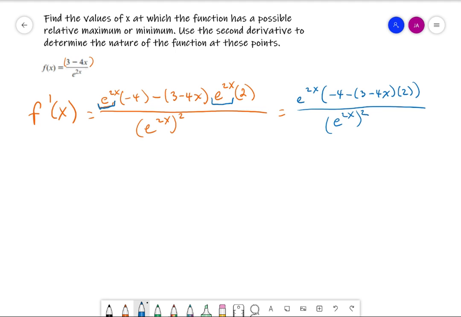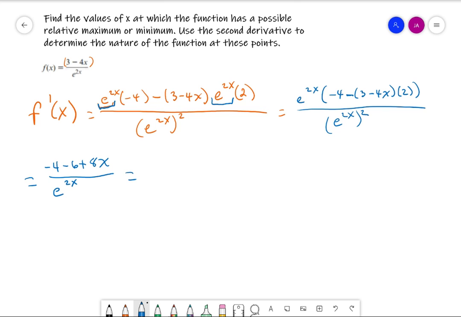Now the nice thing here is a few things happen. I can see that e to the 2x divided by e to the 2x squared, there's an e to the 2x and an e to the 2x that divide by each other and give us a 1. And so then I am going to be left with just e to the 2x in the denominator. Now the numerator, I'm going to have to deal with it a little bit, but notice that that 2 can be distributed, and if you want, you can deal with this negative and the 2. And so that's going to be negative 4 minus 6 plus 8x.